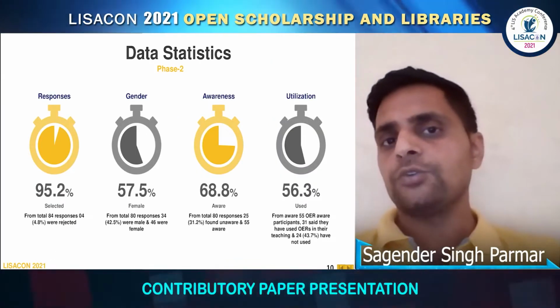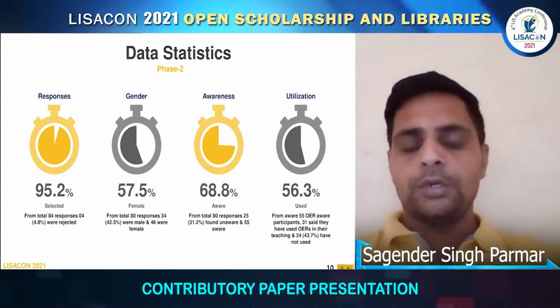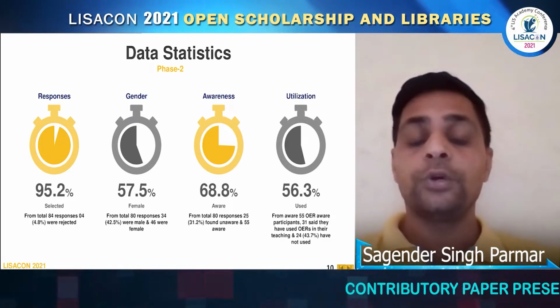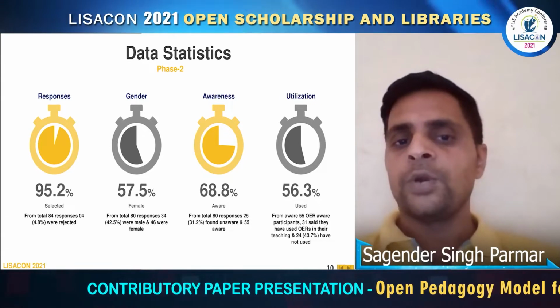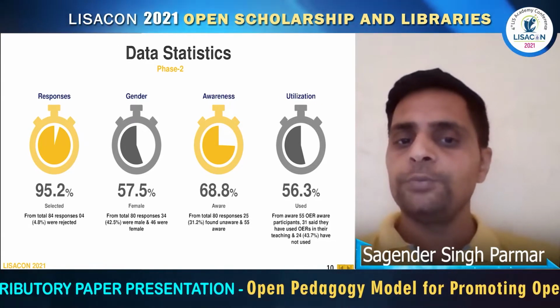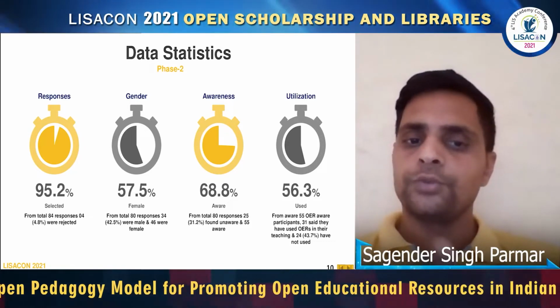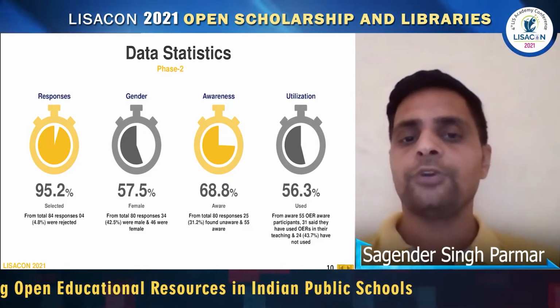The data statistics of the second phase say that out of the 84 responses, as I mentioned, four were rejected. So 95.2% of responses got selected, out of which 57.5% were female. It means that out of the 80 selected responses, 34 were male and 46 were female.